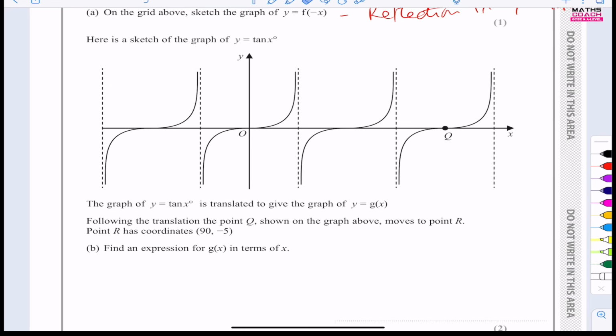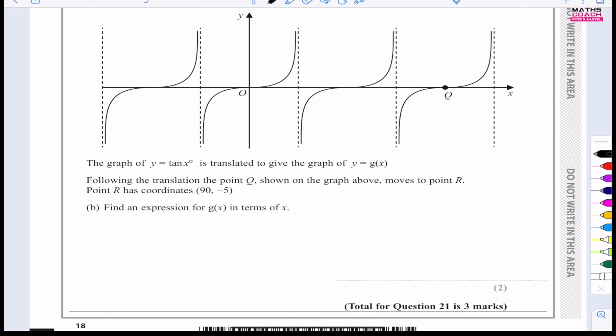Okay, so the next part of this question: here is a sketch of the graph y equals tan x. The graph of y equals tan x is translated to give the graph of y equals g(x). Following the translation, the point Q, shown on the graph above, moves to the point R. Now the point R has the coordinates 90, minus 5. Find an expression for g of x in terms of x. Right, so let's just write down what's going on here.